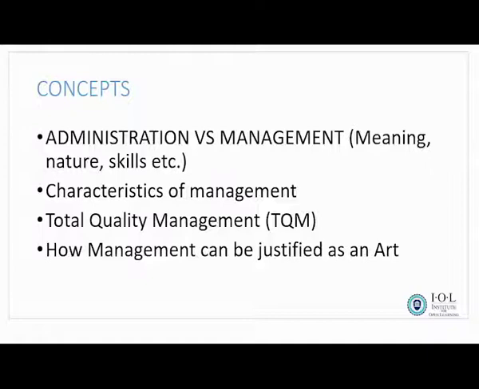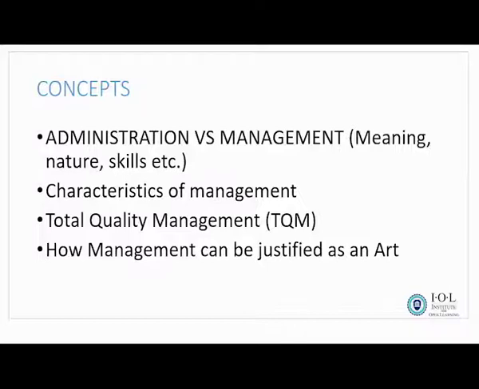Total quality management is also a concept that you must become familiar with. What does total quality management mean, and what does it entail? It is very well explained in the study guide, and you really need to pay attention to it.